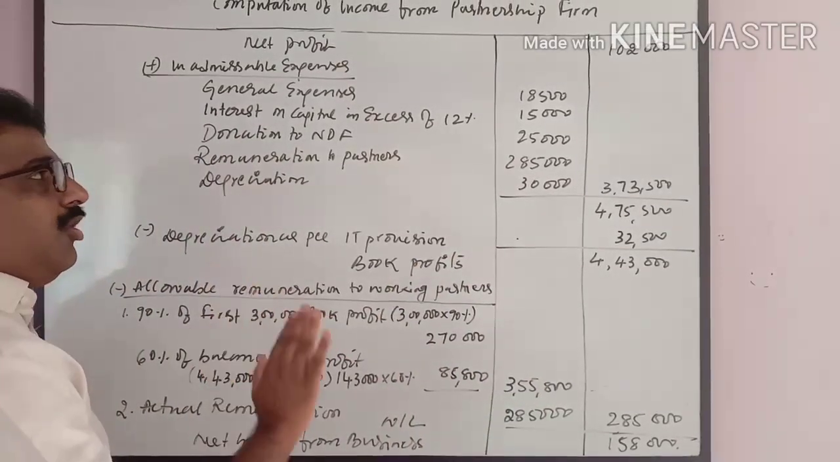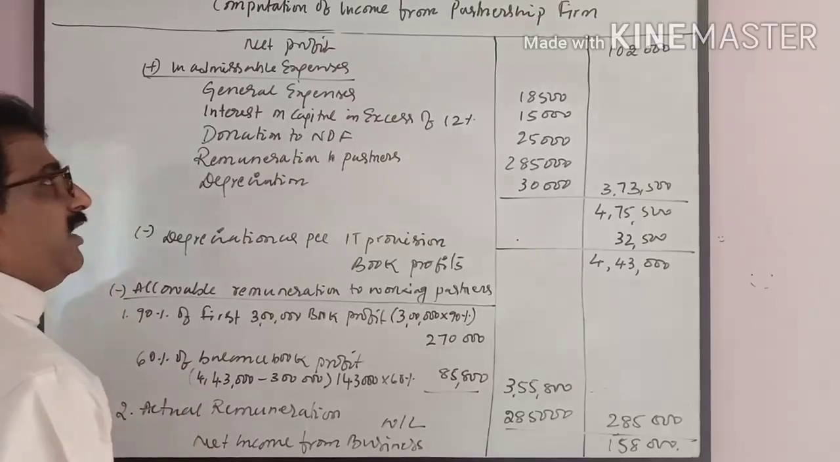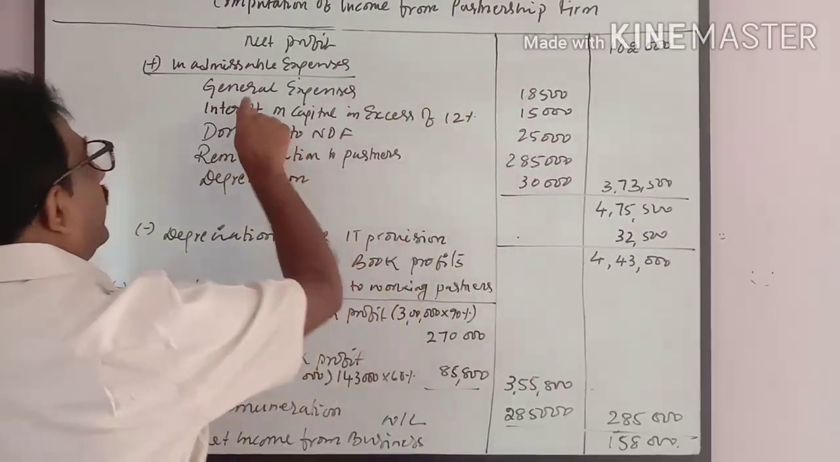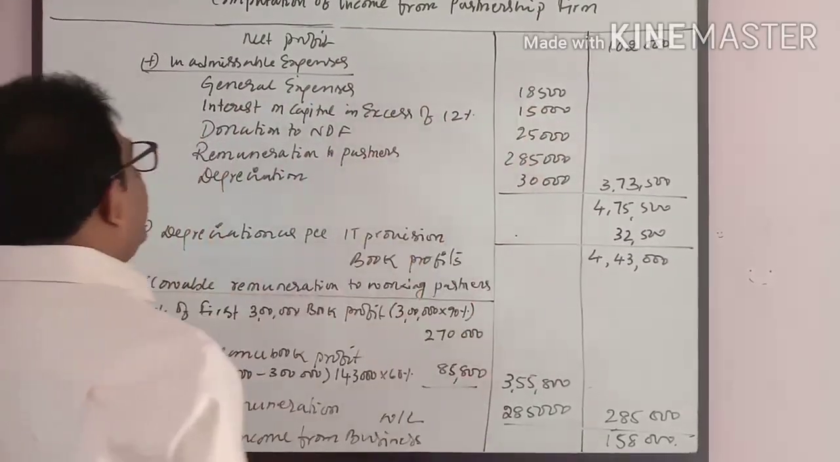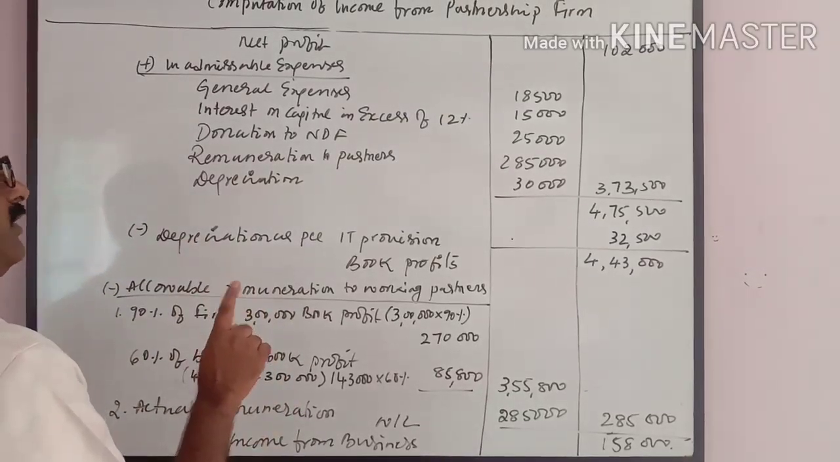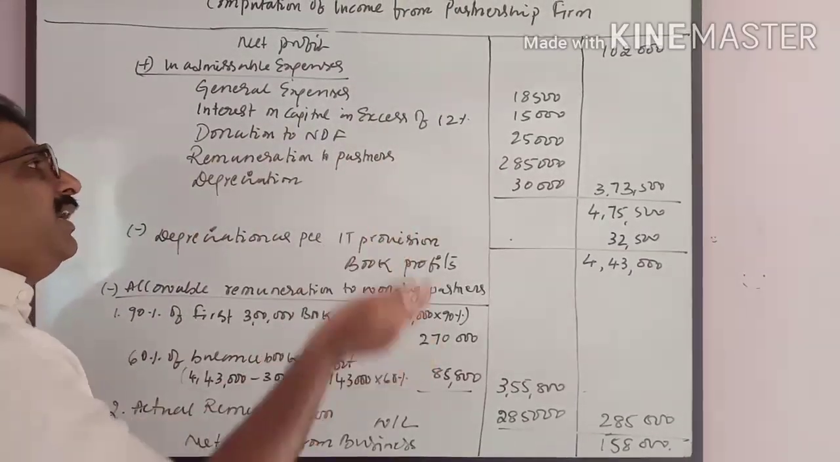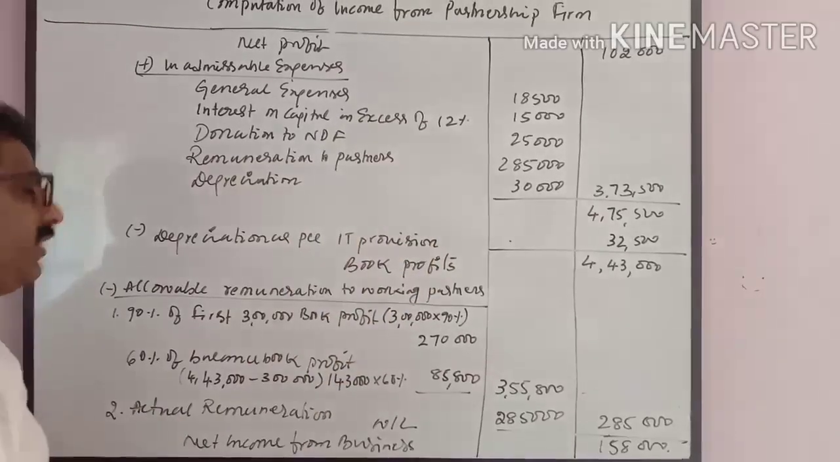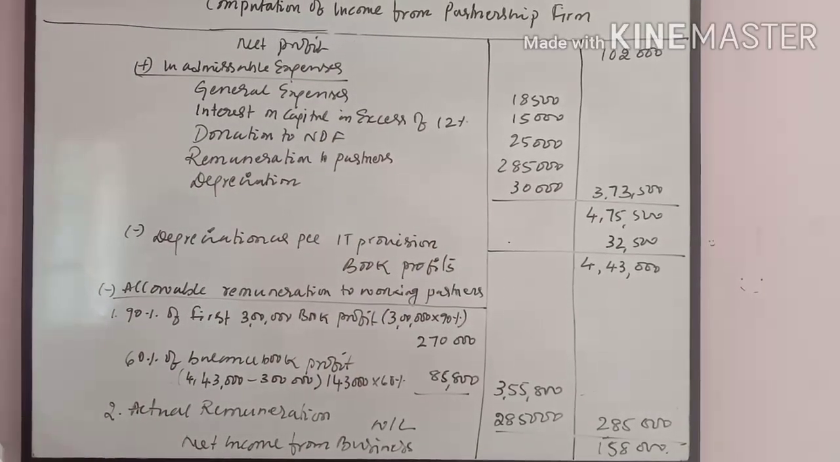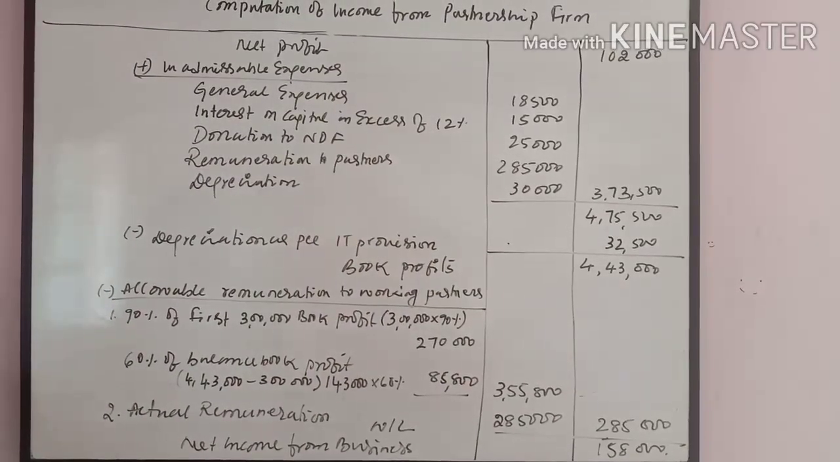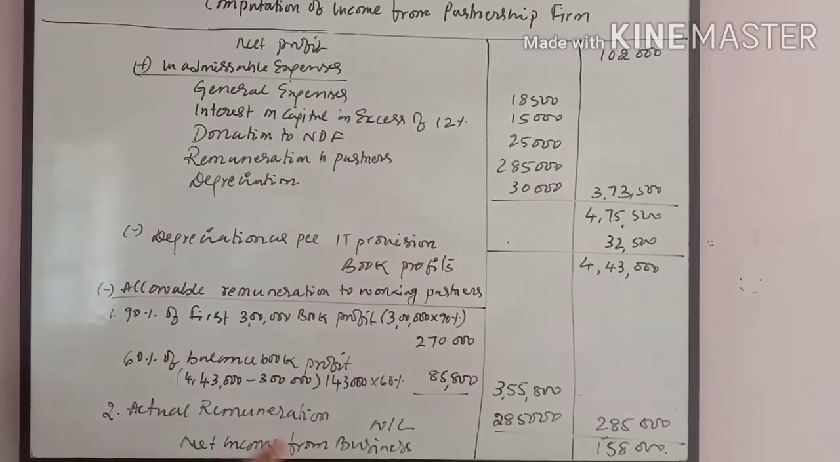So that means the authorities do not allow this as an expenditure. We should add it back to the profit. General expenses 18,500. Interest on capital in excess of 12% is already calculated and given in the problem. You can see the second adjustment: interest on capital to partners in excess is 15,000.